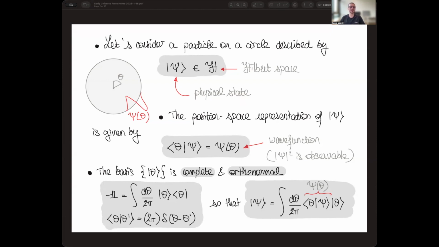So the continuous basis theta is complete and orthonormal, meaning that we can fully resolve the identity operator on the Hilbert space, and that the inner product of two base vectors is non-vanishing only if they are equal. As a result, any state psi can be fully decomposed in this basis.